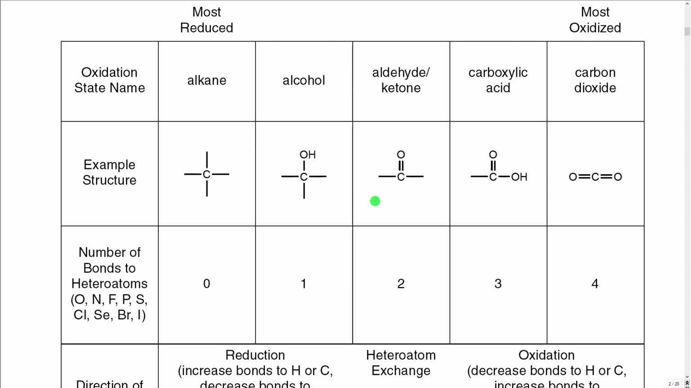As we move across, we can have two bonds to heteroatoms. In our typical example, this would be an aldehyde or ketone with two bonds to an oxygen and then one bond to either a carbon or a hydrogen on each side. So this is the oxidation state that we're going to be working with most in this chapter. The other oxidation states increase the number of bonds to heteroatoms. For example, a typical one with just oxygens would be this, where there are three bonds to heteroatoms, a carboxylic acid, and then finally four bonds to heteroatoms like carbon dioxide.